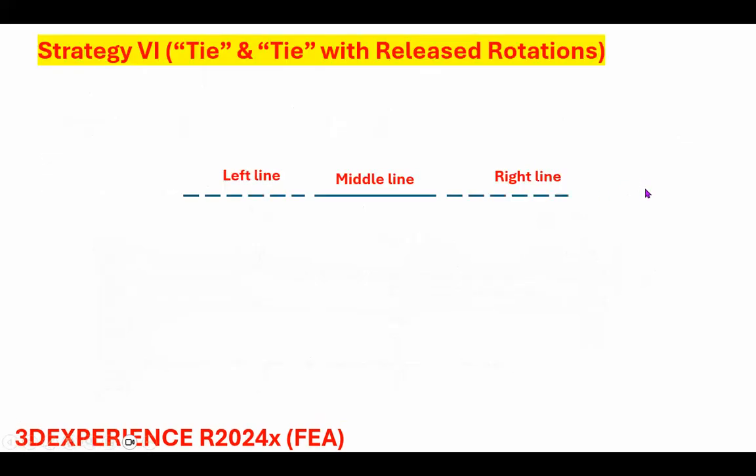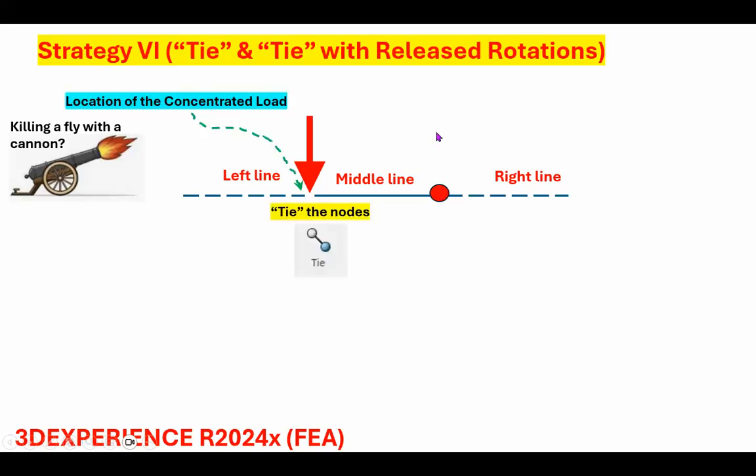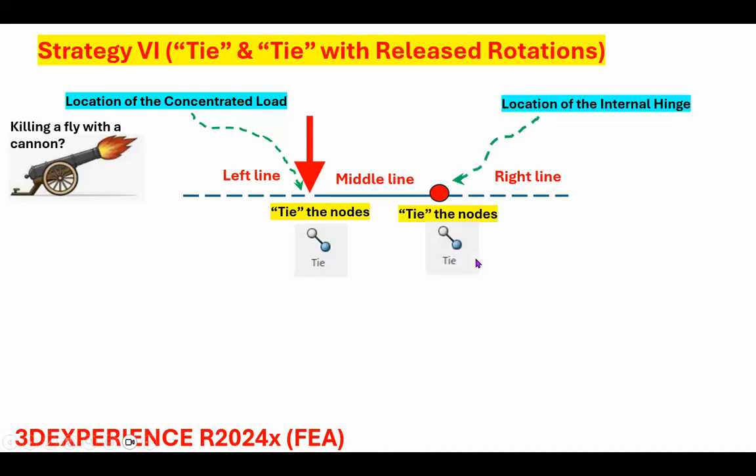So here's essentially my strategy. We have 3 lines, and I'm not going to join these, obviously, with a concentrated load here, and the hinge over there. So I create a tie option between these 2 vertices and another tie option between these 2 vertices. However, for the hinge, I release the degrees of freedom associated with rotation. So you make sure that this is unchecked, okay?